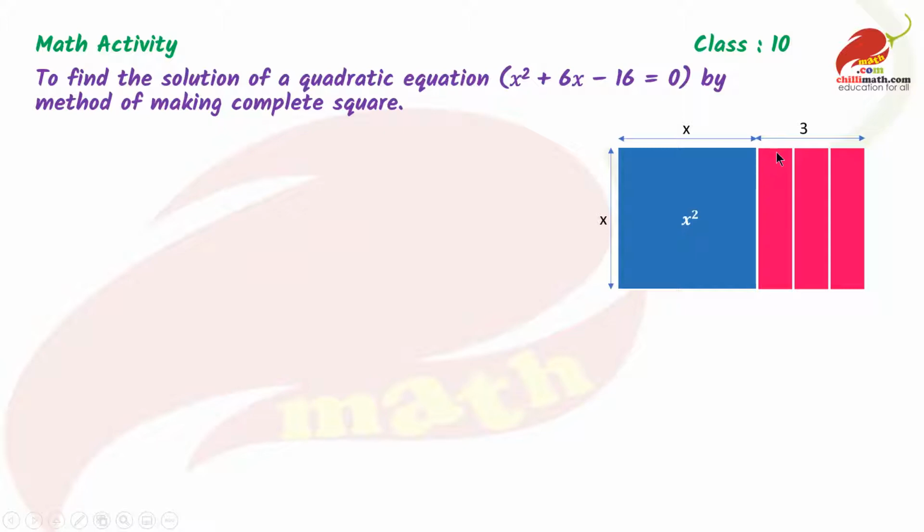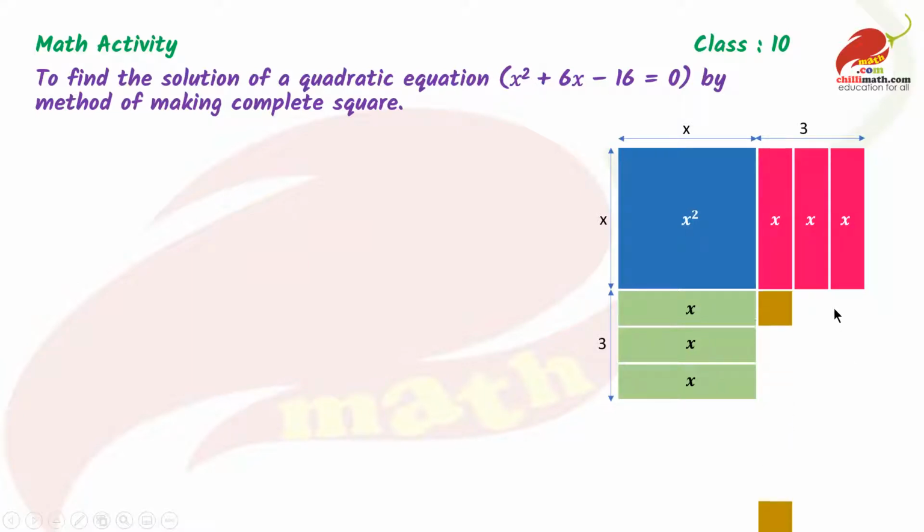Its length is x and its breadth is 1 unit. So its area is x, the same for the others. Because in the question we have 6x, so cut 3 more strips of the same size and add it to the other side of the square. Its length is x and its breadth is 1 unit. So its area is x.